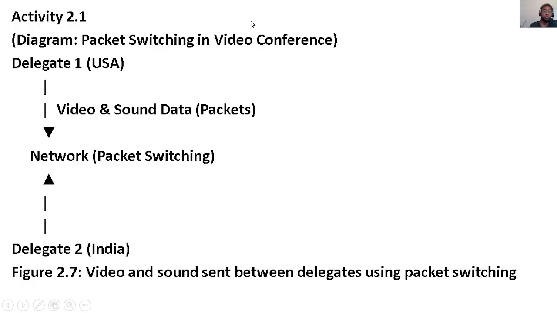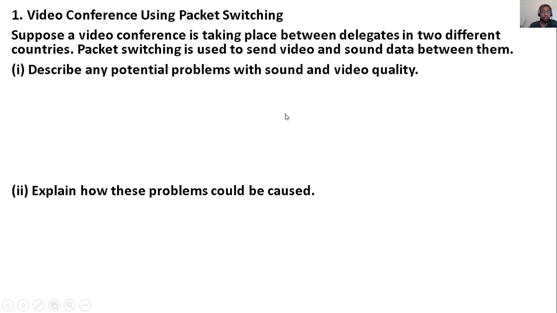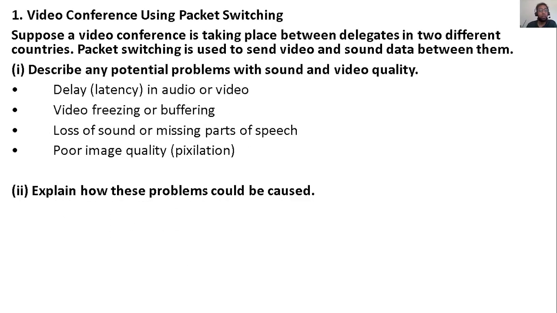Next is packet switching in a video conference. This is an example question. A video conference is taking place between delegates in two different countries. Packet switching is used to send video and sound data between them. Describe any potential problems with sound, because it is on a packet switching network. Definitely delays will occur, and there will be a lot of streaming problems. The video quality will be low, and video will be freezing, with loss of sound and poor image quality. So these will be the problems that occur.